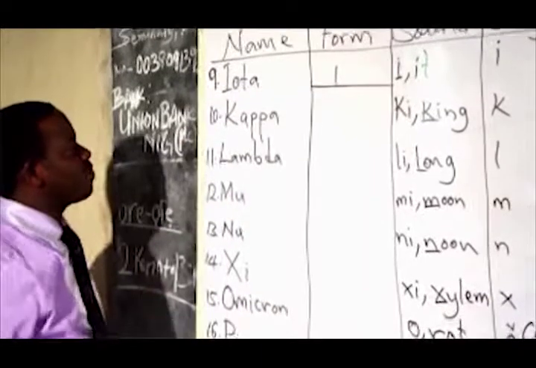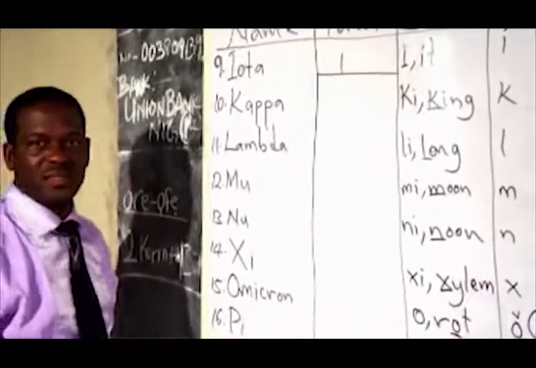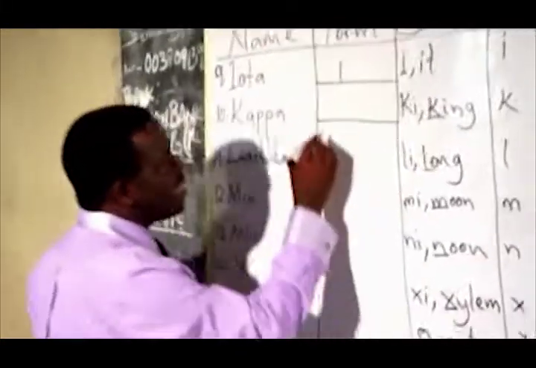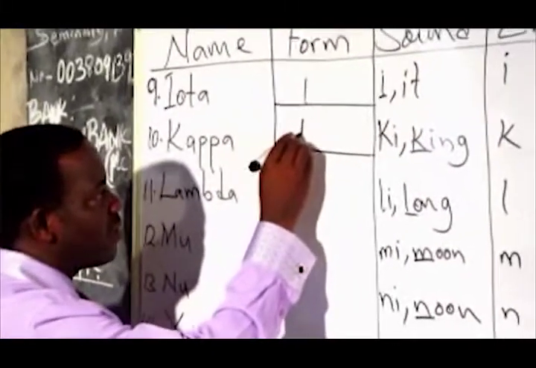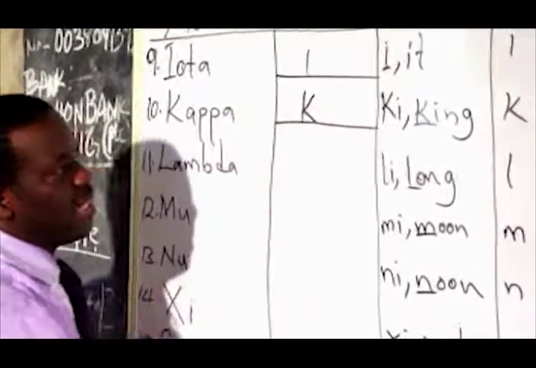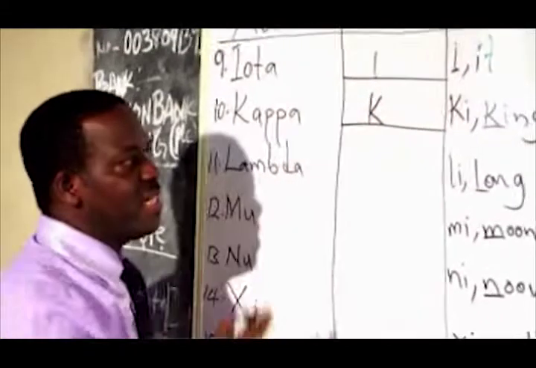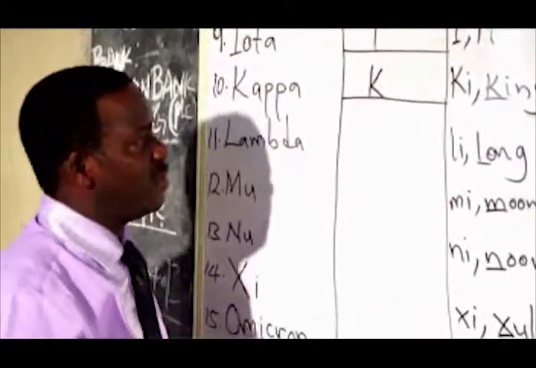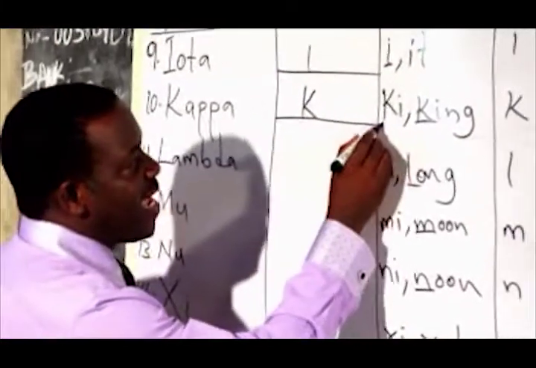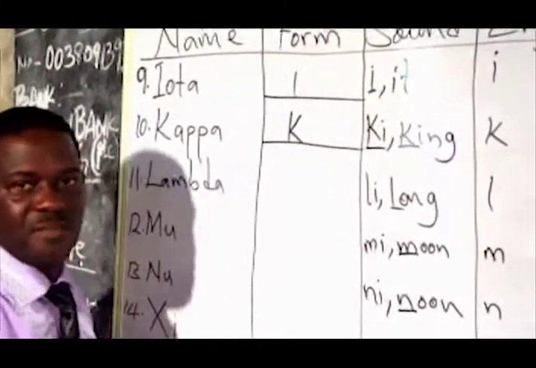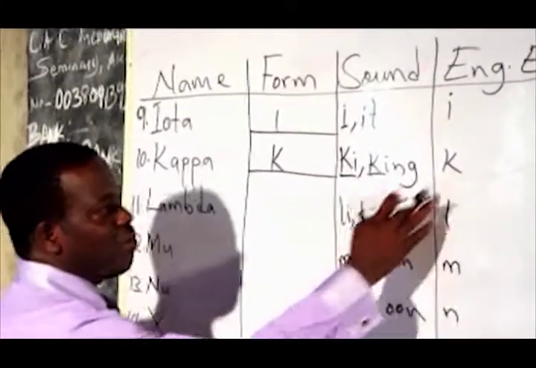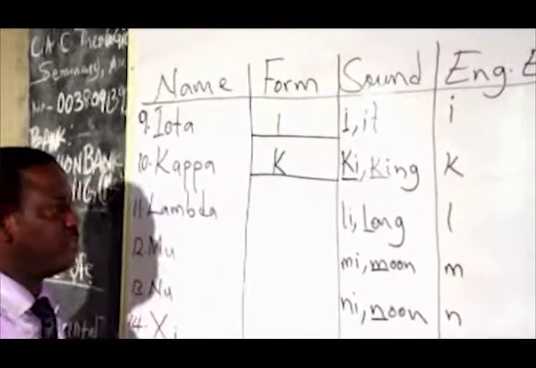The next Greek letter is kappa. Kappa. Your line again. This is exactly how to write kappa. Anything different from this is not kappa. Kappa sounds as K, as we pronounce the K in king. Kappa, K. And it's equivalent to our English K.